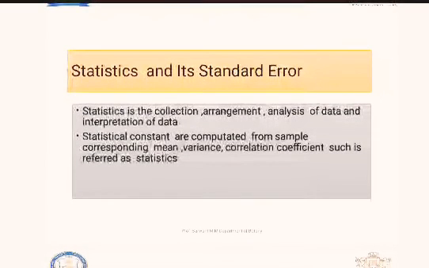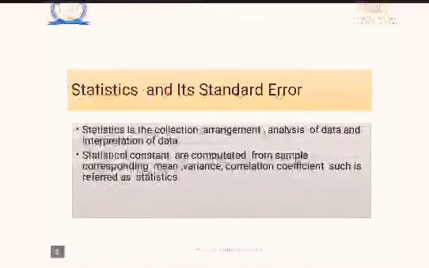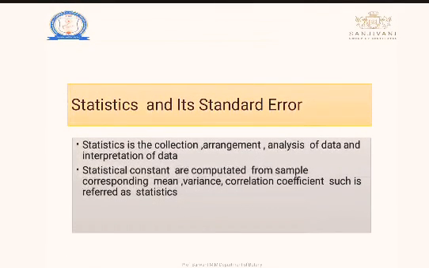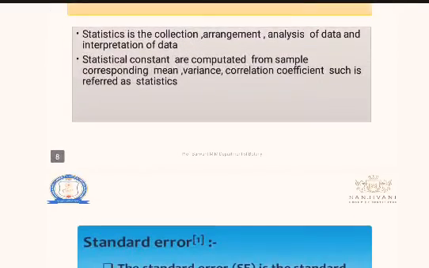Next is statistics and its standard error. From the first chapter we have seen statistics. What is statistics? It is the collection, arrangement, analysis and interpretation of data. Statistical constants computed from a sample, such as mean, variance and correlation coefficient, are referred to as statistics. That is the statistics-related concept.